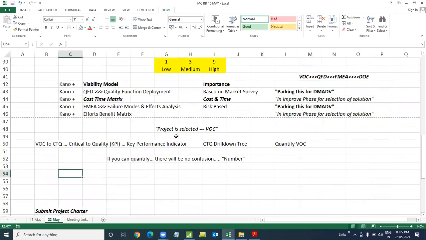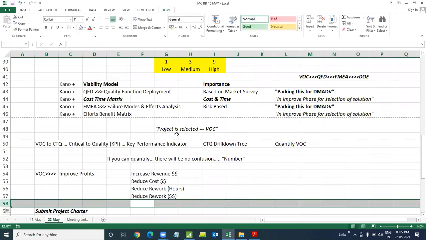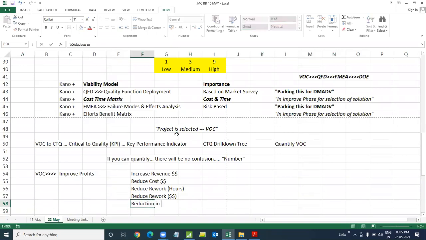So let's take a simple example. I want to improve my profits. Like I have to increase my profits. Now, how would I do it? This is my VOC. My management wants me to improve profits. Well, how can I achieve it? Well, I can increase my revenue in, say, dollars. I can reduce cost, reduce rework, like rework in terms of hours, rework in terms of cost, in terms of dollars. I can also look at a reduction in defect percentage. Yes, because of defects, I have to rework, which eats at my profit. Well, that's what it is.